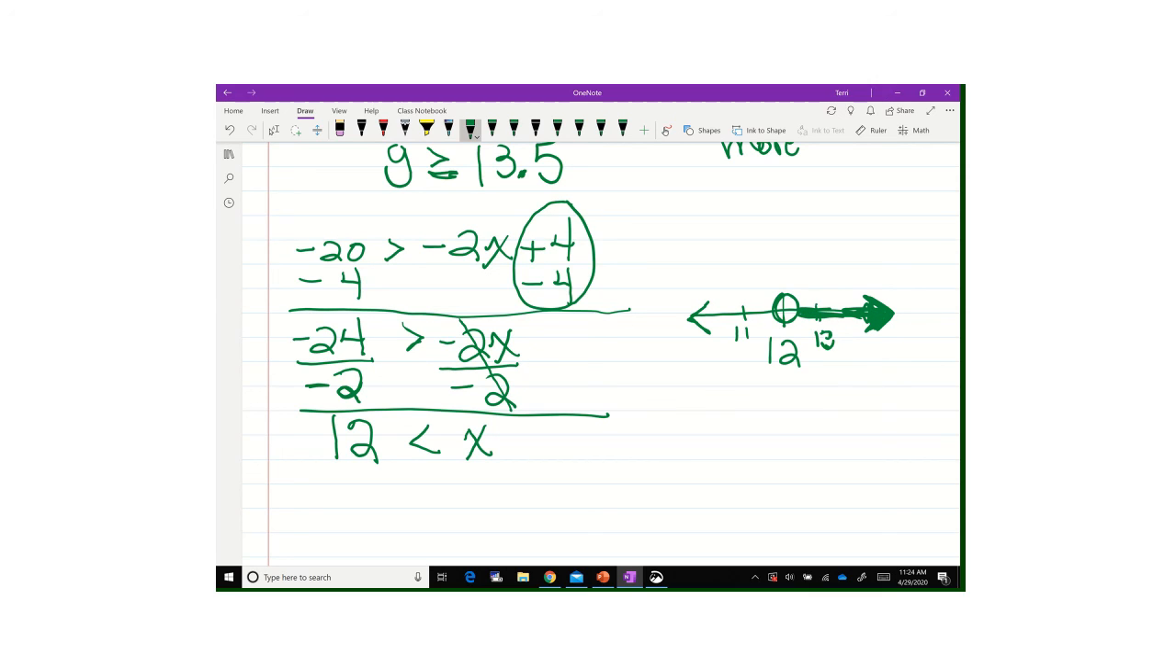All right, so just a reminder, when you multiply or divide by a negative number, you are going to need to switch your inequality symbol to its opposite. And that's how we solve two-step inequalities.